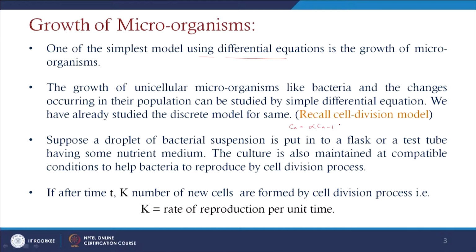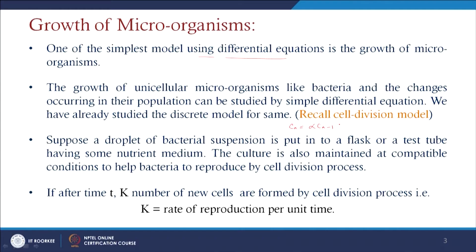The culture is also maintained at compatible conditions, since if favorable conditions are not supplied, then growth cannot be possible. Many restrictions are there, but first we will develop the model where there is a uniform growth of the population level, because supportive or compatible conditions for the growth process of the bacteria are provided. That is why we consider here that the culture is maintained at compatible conditions to help bacteria reproduce by the cell division process.